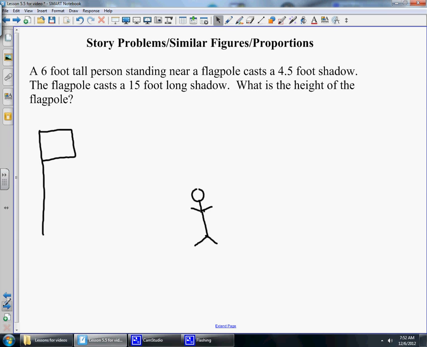Okay, so we need to label the measurements. We know that the length of the person here is 6 feet. Your flagpole casts a shadow 4.5 feet. So the shadow that this person casts is 4.5 feet. That's his shadow on the ground. And if you look at this, it makes a right triangle.